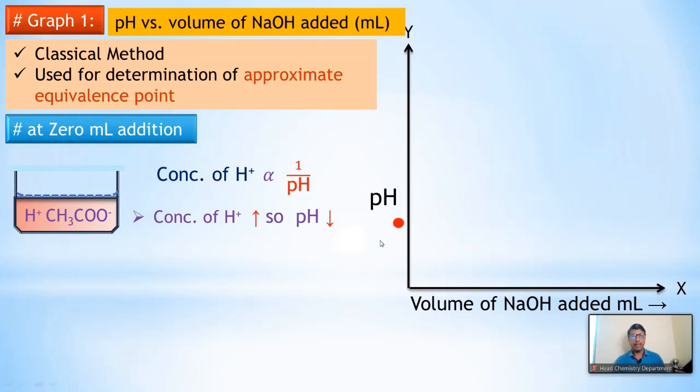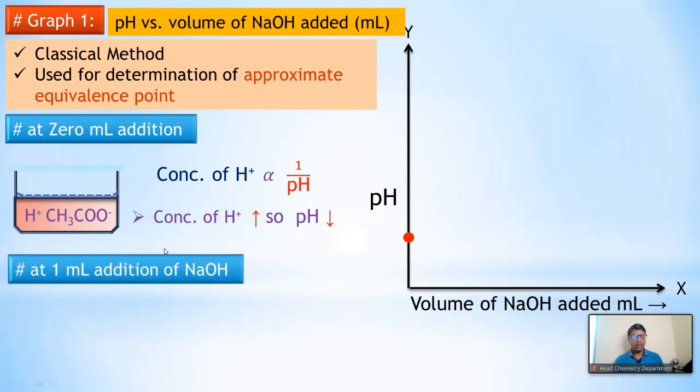So initially, without addition of strong base NaOH into this solution, that means at 0 ml addition of NaOH, you will get a low pH value instead of a high pH value. Now in the next step we add 1 ml of NaOH. What happens when we add 1 ml NaOH into this beaker?